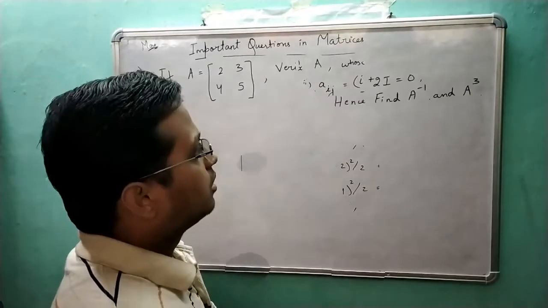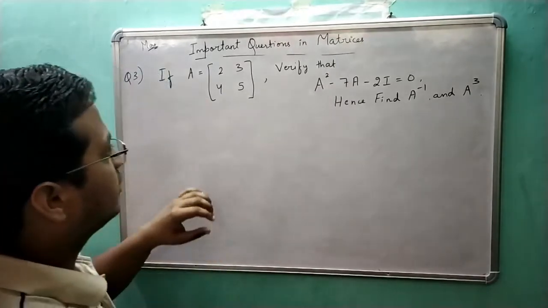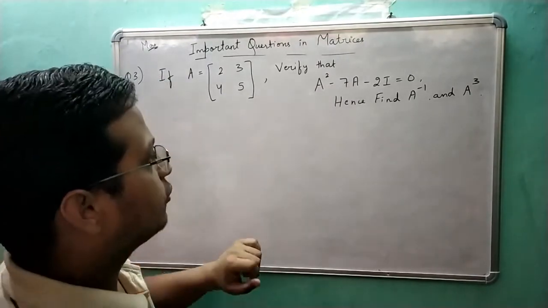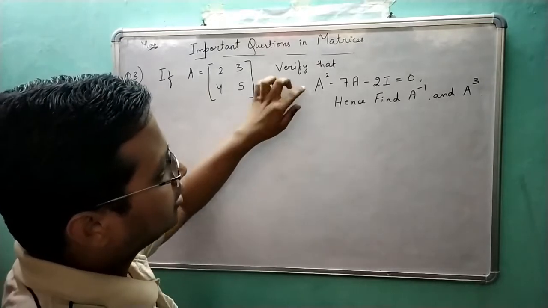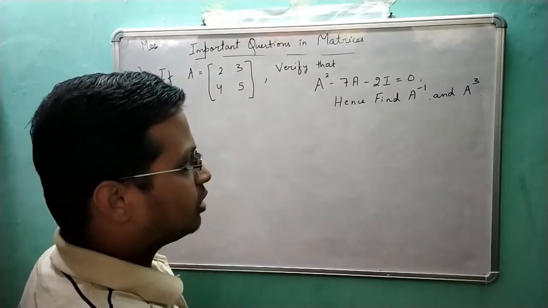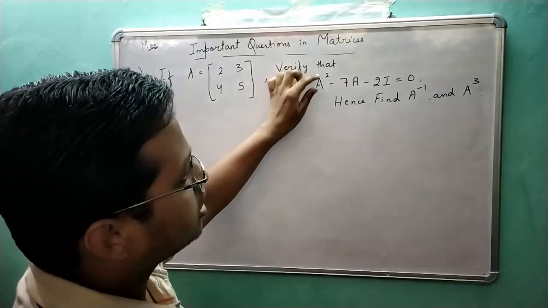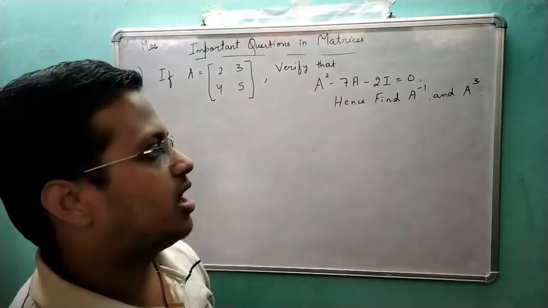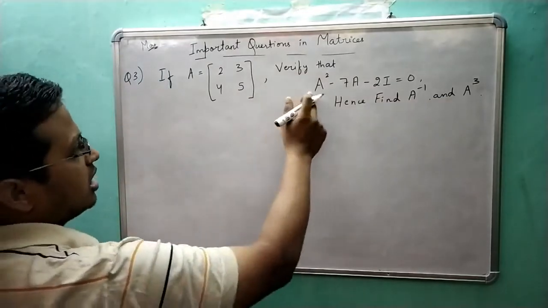Okay. Coming to the next question, we have been given a matrix A which is 2, 3, 4, 5 and we have to verify that A square minus 7A minus 2I is equal to 0. Then using this equation we have to find A inverse and A cube. So first let us start from verifying.